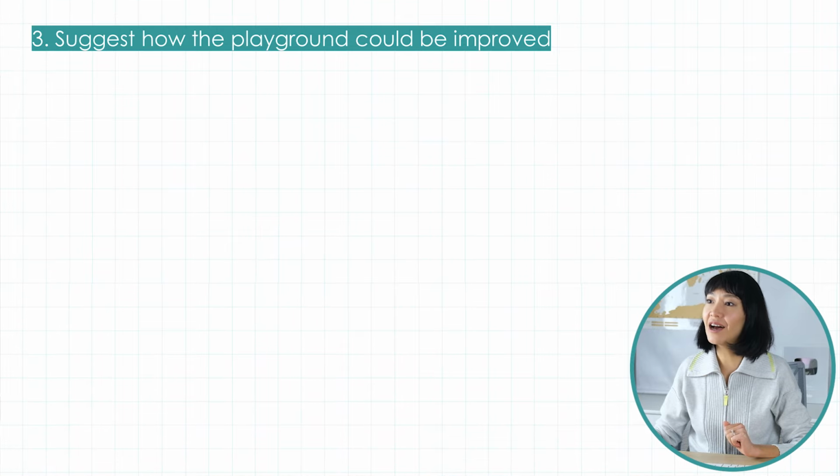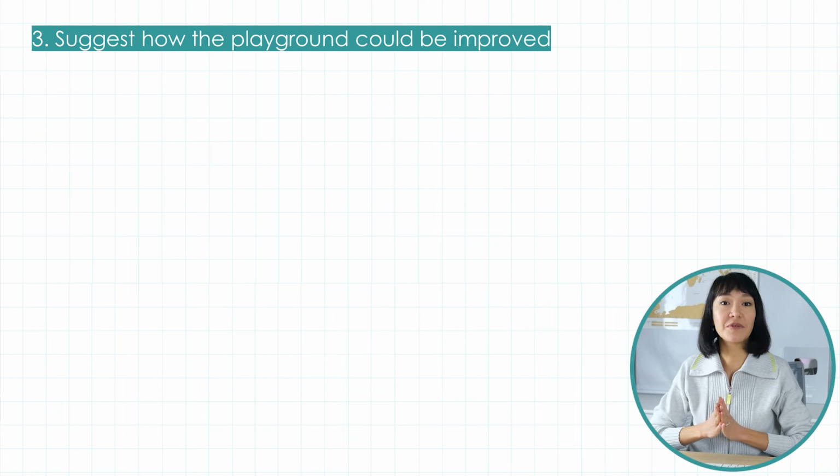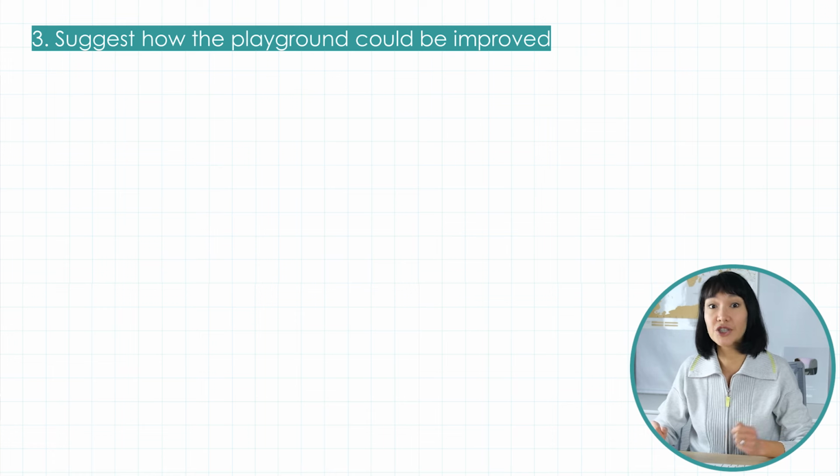And the third bullet point. Suggest how the playground could be improved. This bullet point is the most important one because it needs more complex language. When we make suggestions, we could be using conditional sentences with if, making predictions with modal verbs such as could, might, or should.